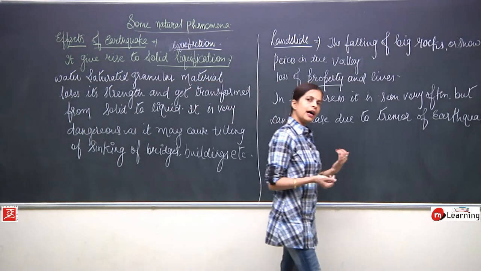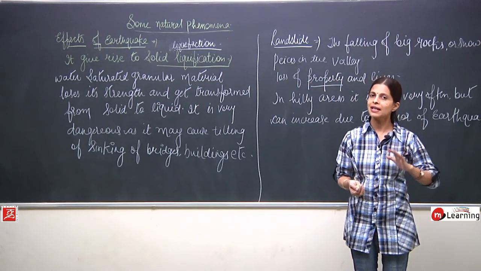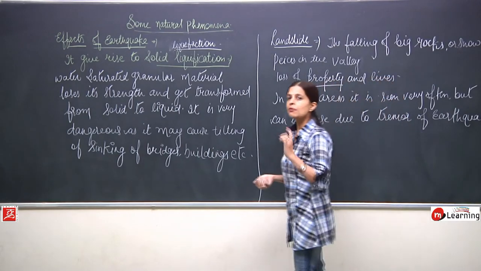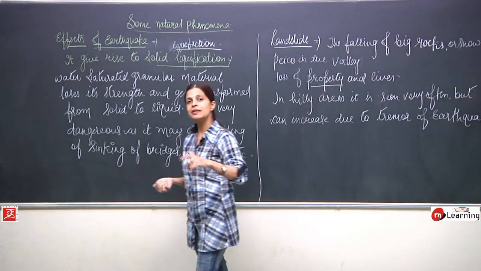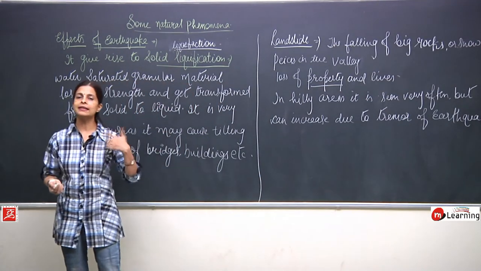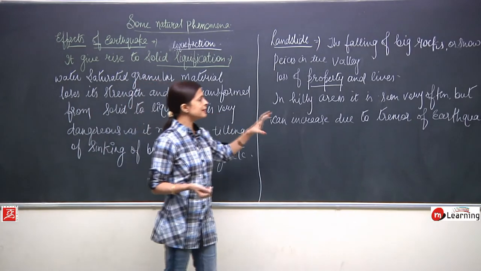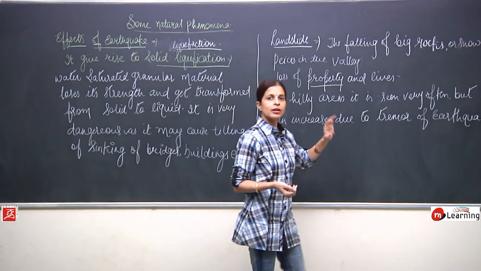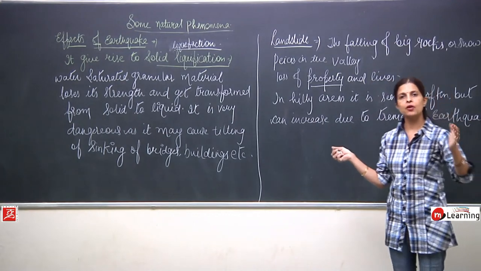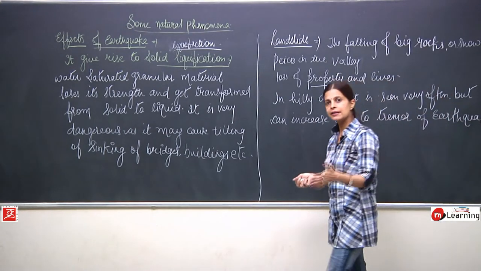I'm again saying this happens naturally also. This happens naturally, without interference of men, but due to interference of men this has increased. And when we talk about earthquakes, this gets increased again. Why? Because the landslides are already taking place. Landslides are there, which means the big pieces of rocks are falling down. But due to human activity, it is increased.